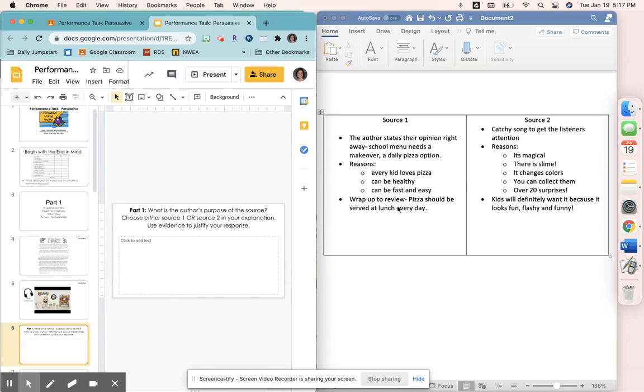Whichever one you choose, I need you to prove it, explain it, and wrap it up. This is worth 8 points today. Then you should stop at slide number 6.